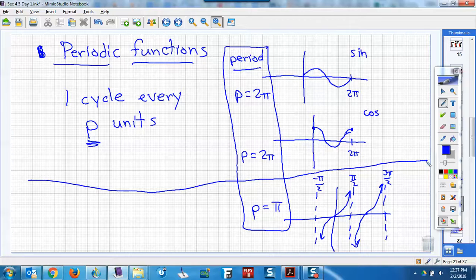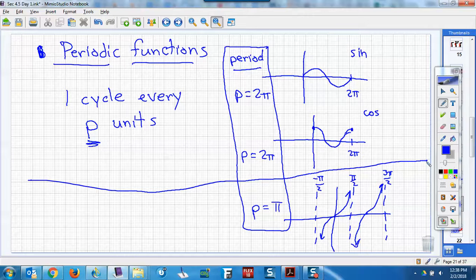So, P is called the period of a periodic function, okay? So for sine and cosine, obviously, the period is 2 pi. Okay, the period of sine and cosine is 2 pi. All right, and that means that's one cycle. One cycle goes over a distance of 2 pi units. The sine graph looks like that.